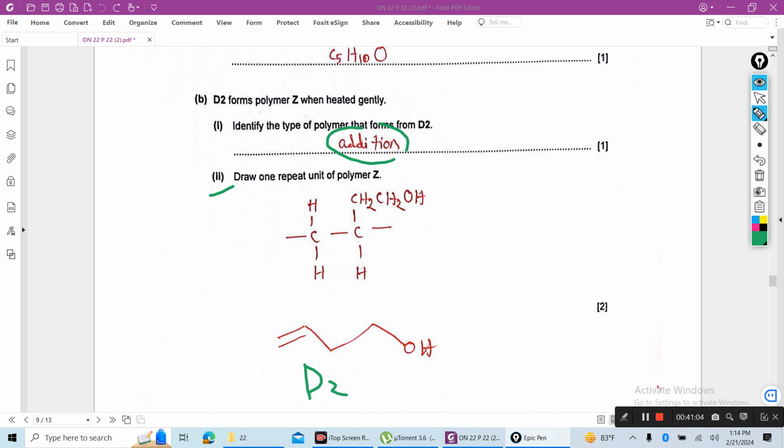Now number 2, draw the repeat unit of this polymer Z. You know this double bond here, one carbon, two hydrogen, one hydrogen above, another hydrogen below, and left hand side one bond open. Now the right carbon has one hydrogen, so I write one hydrogen below, and one side contains CH2CH2OH. The bond is open on the right hand side and the left hand side. Reaction will happen here.